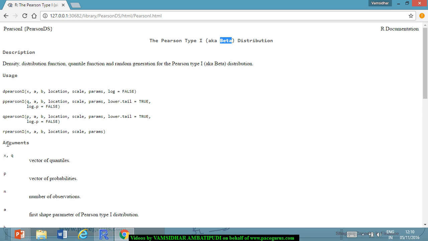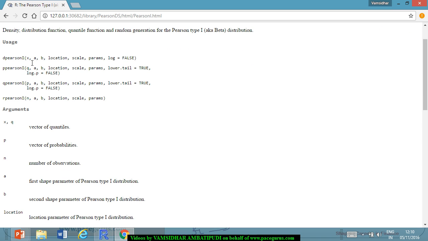Again, we have D, P, Q, R kind of functions. So I can get a density, distribution function, quantile function, and random number generation for the beta distribution. Now if you see the parameters, Q, X is, again, we can use our same X from -5 to +5. Then we have A and B. So there are two shape parameters for this beta distribution, A and B.